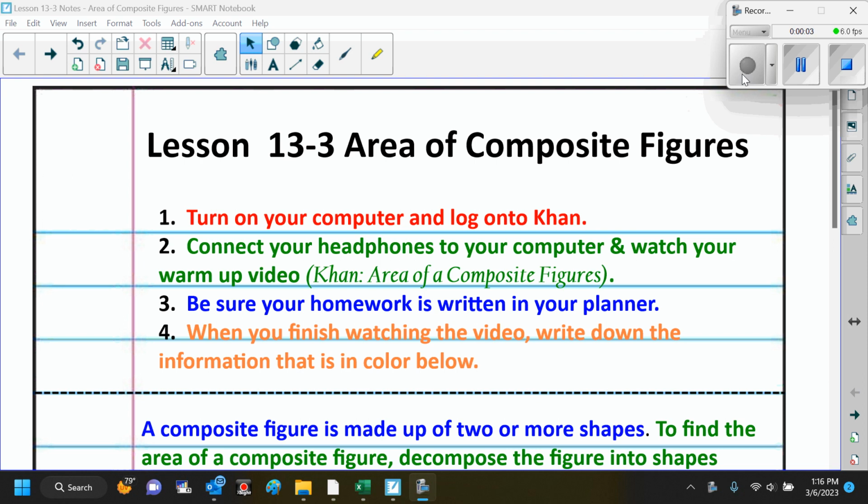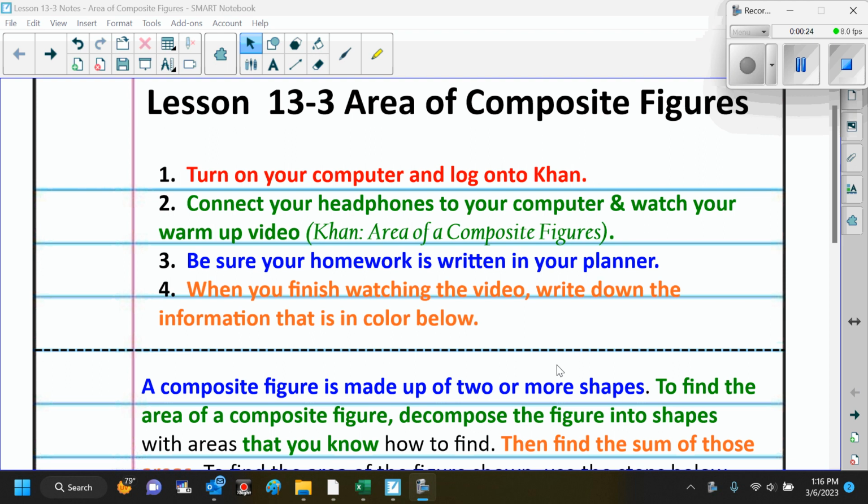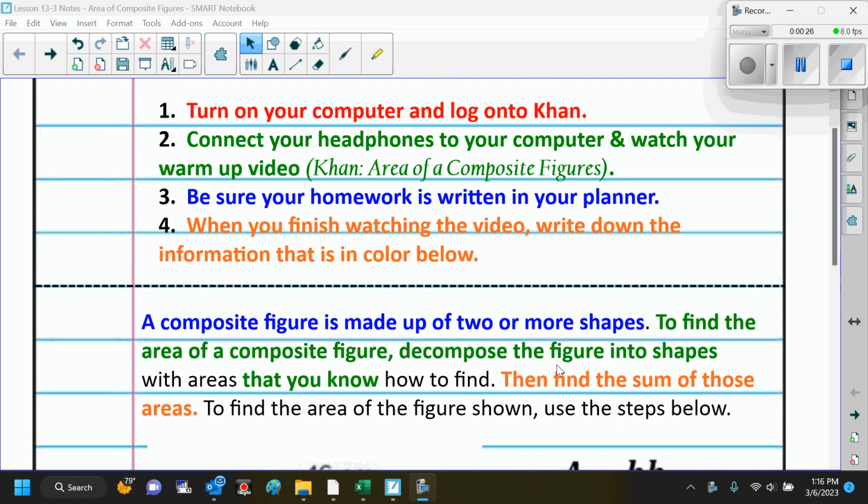Lesson 13-3 is area of composite figures. So the first thing, of course, is you're going to turn on your computer. What you did in class is you're going to watch your video, area of composite figures. Make sure you have your homework written down. And when you finish watching the video, I want you to make sure that you write down the information in color, okay?